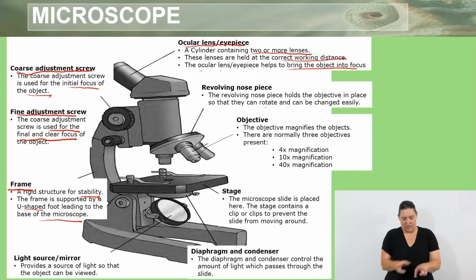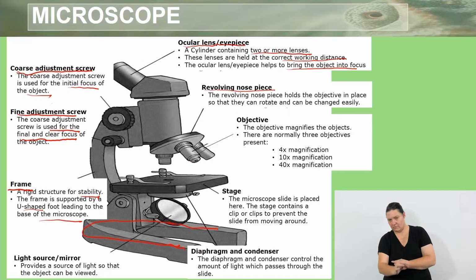When they're speaking about the U-shaped foot, this is what they mean. This is the U-shaped foot or the base of the microscope. And then I want us to move to the opposite side. So we are going to look at the revolving nose piece. The revolving nose piece holds the objectives in place so that they can rotate and can be changed easily. So the objectives are these 3 parts over here.